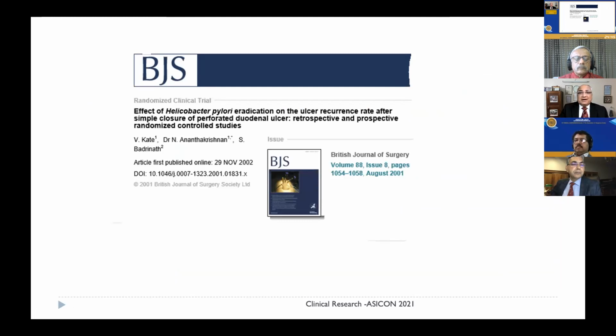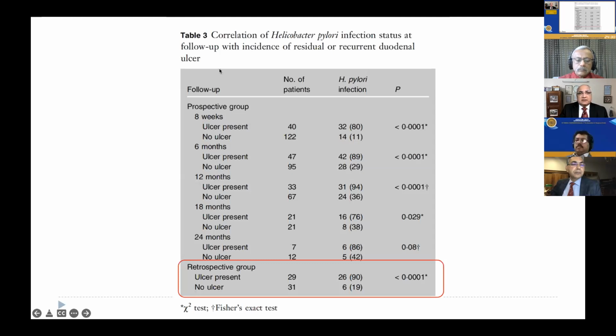Sometimes, very rarely, we take a retrospective cohort. This is actually a combination of retrospective and prospective cohort. This is one of the earliest studies in the world on H. pylori eradication and ulcer recurrence after simple closure of perforation. Only one study before this was published, in the Annals. Here we can see that apart from prospective, we had a retrospective component. We called back patients who had perforation 5 years back, and then we studied them.